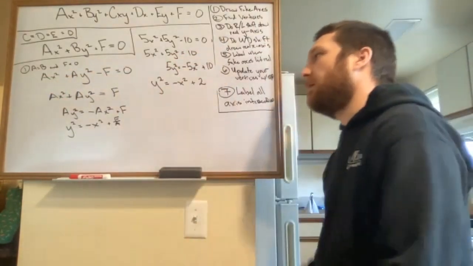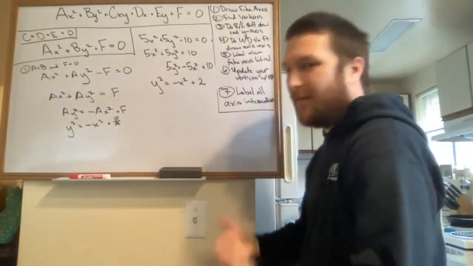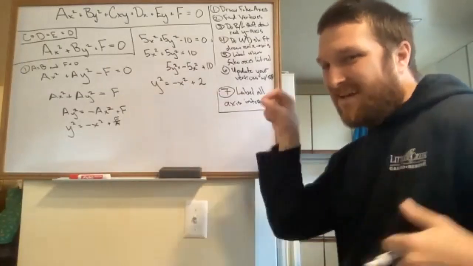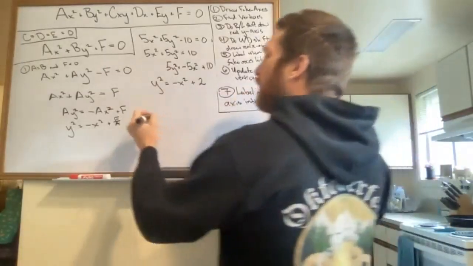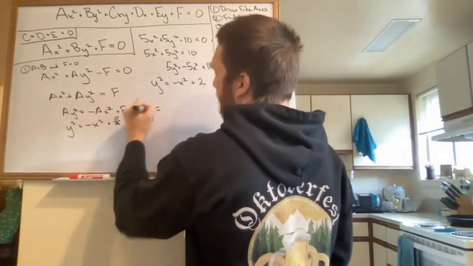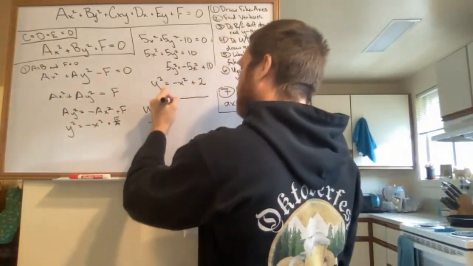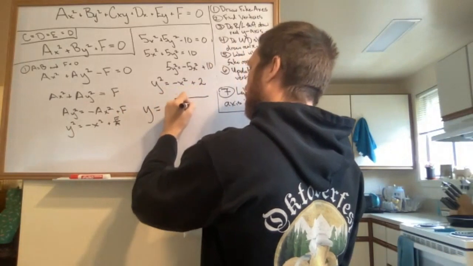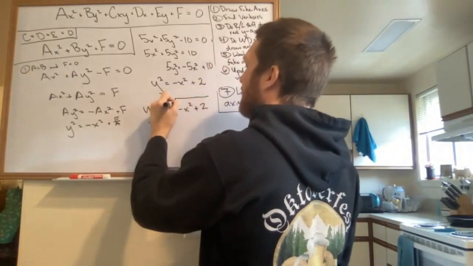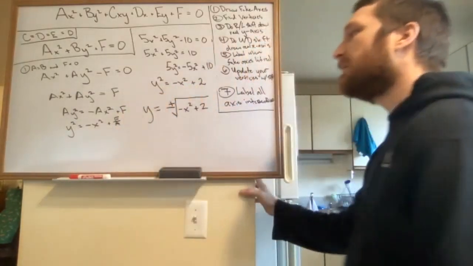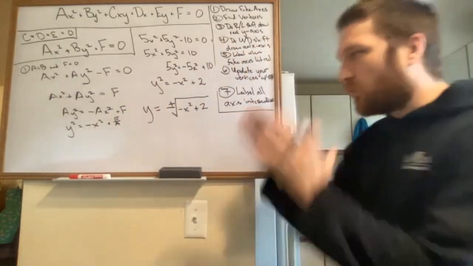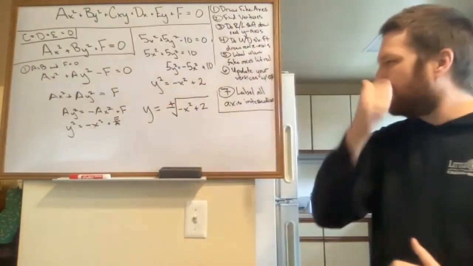We have a y squared. How do we undo squared? Square root. Take a square root. And when we take a square root, what happens? Plus or minus. Yeah, and that's the problem. That's why we're running into a problem here.